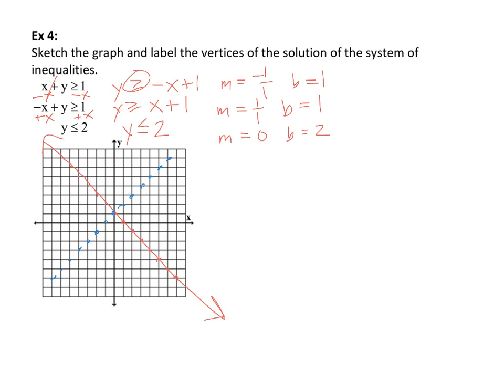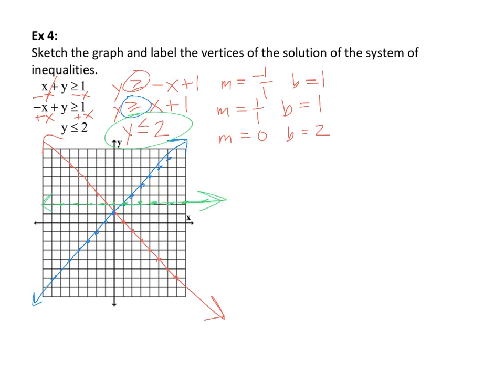Is it solid or dashed? There's an equal sign, so it's solid. And then for the last one, y is equal to 2. So we have y equals 2 for all these here, and it is also solid.